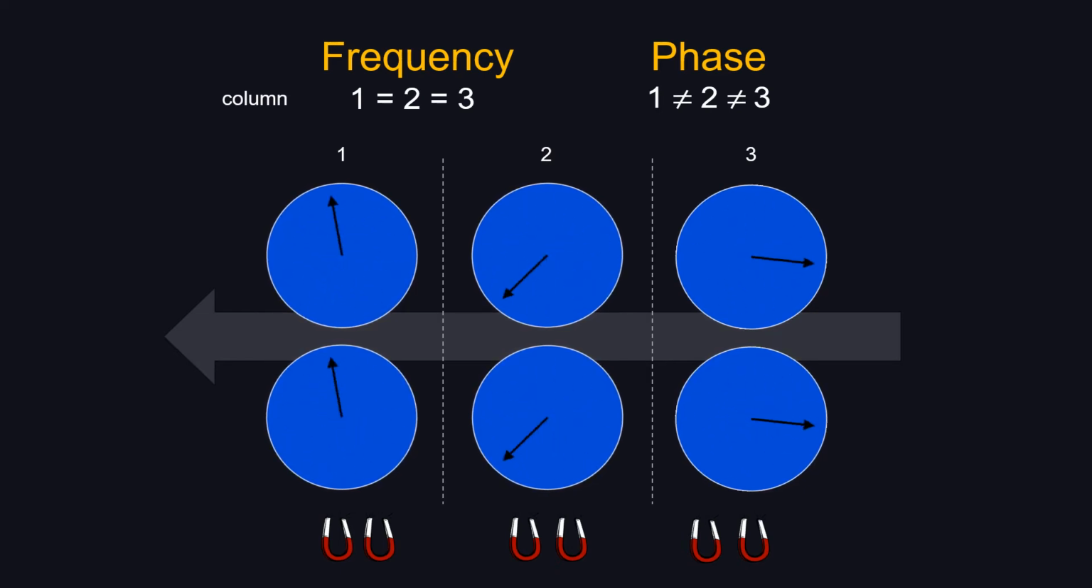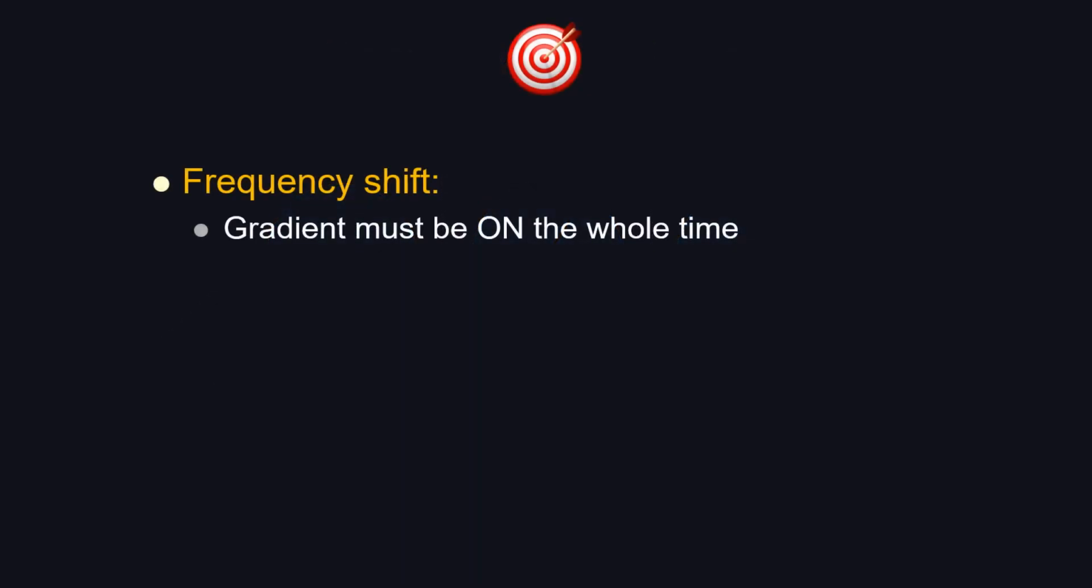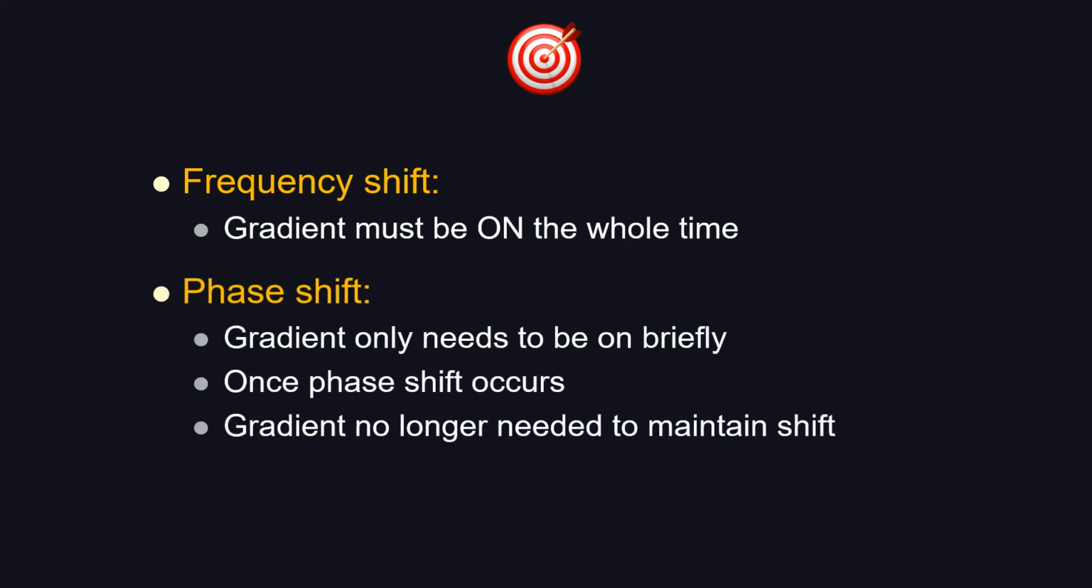So the key point here is, if you want to produce a frequency shift, so different columns have different frequency, you need to turn the gradient on, and the gradient must stay on the whole time. Because if you shut off the gradient, their frequency will be the same again. If you want to cause phase shift, you need to turn on the gradient first to make sure that they are out of phase with each other. Once that's achieved, the gradient is no longer needed. The phase shift has already occurred. So this point is very important. If you don't understand the concept, please rewatch this segment again.